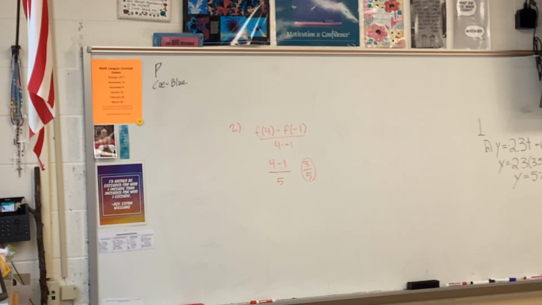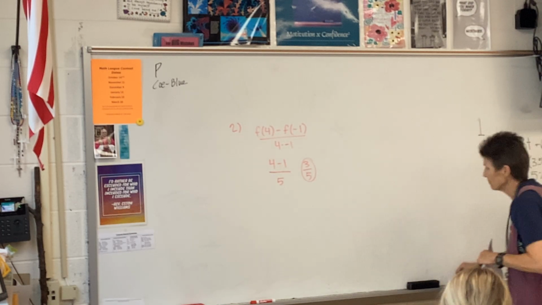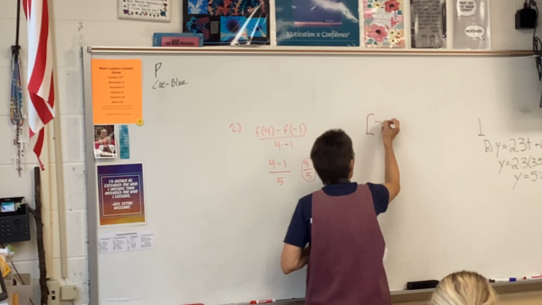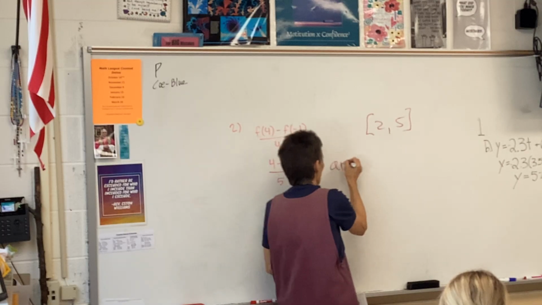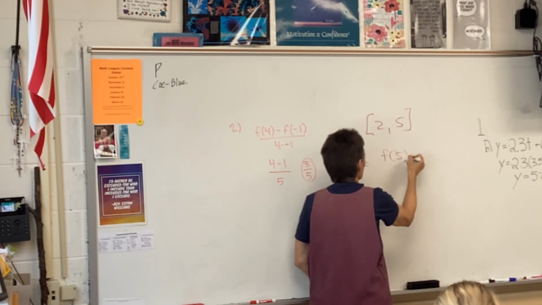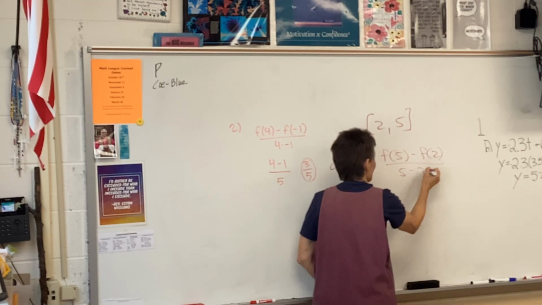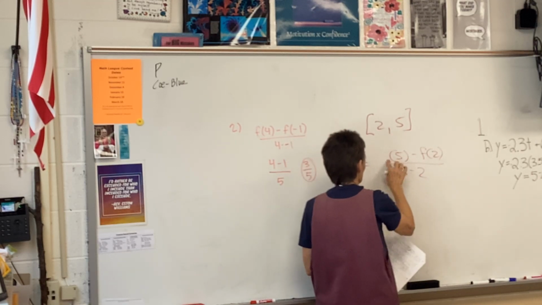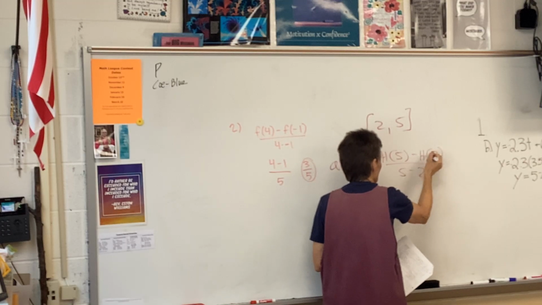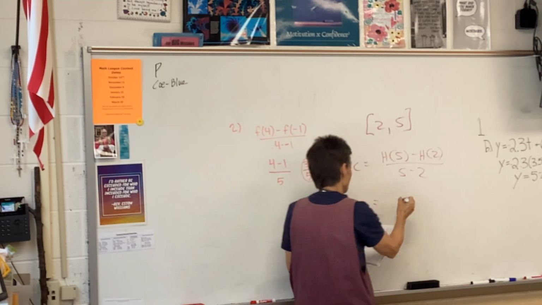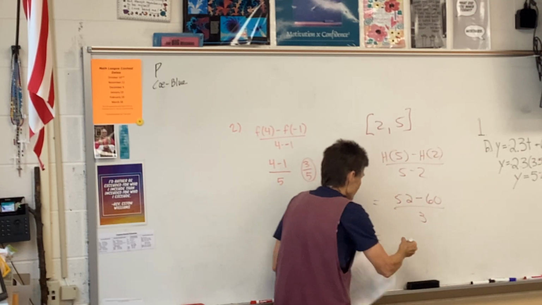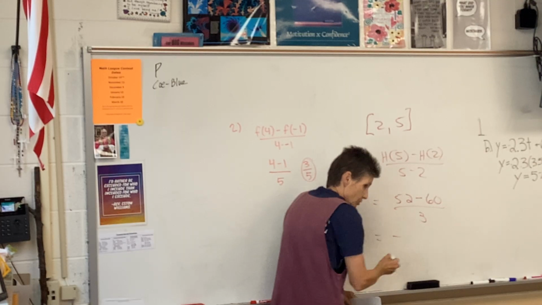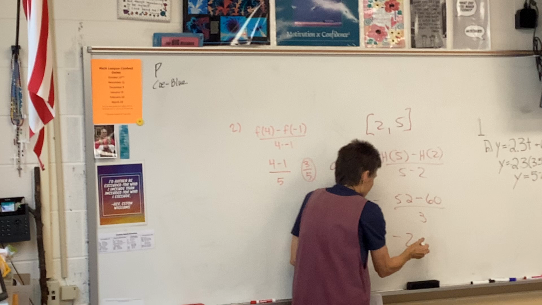What ideas did we have? Yes, Audra. So Audra said, I'm going to find the average rate of change from 2 to 5. So f of 5 minus f of 2 over 5 minus 2. It might not be f, it's h. And so that was 52 minus 60 over 3. And that turned out to be negative 2.67.